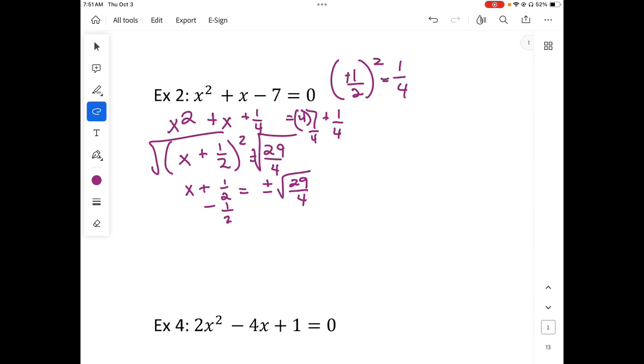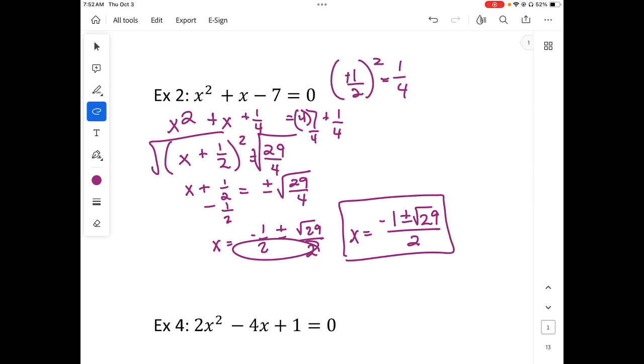Oh, but before I do that, I really want to rationalize this denominator. So let's write this negative 1/2 plus minus square root of 29 over square root of 4, which is actually 2. So that works out well. And since I have both the same denominator, I can put these together. And x equals negative 1 plus or minus square root of 29 over 2. So that's my solution, and again, there's two solutions there.